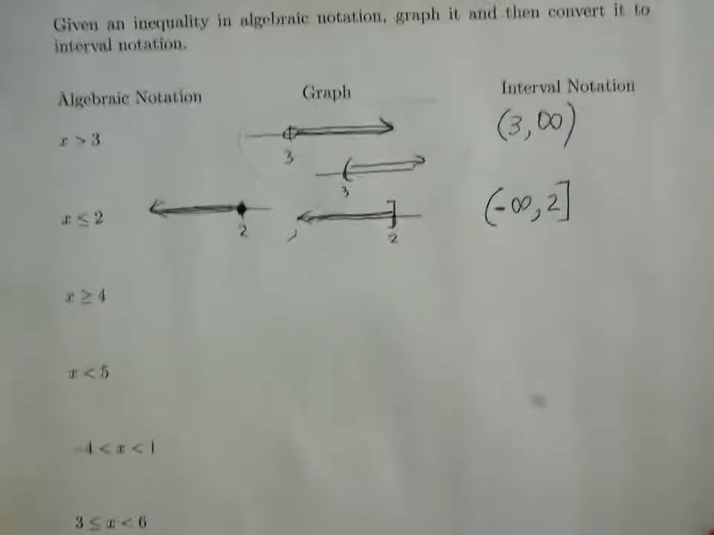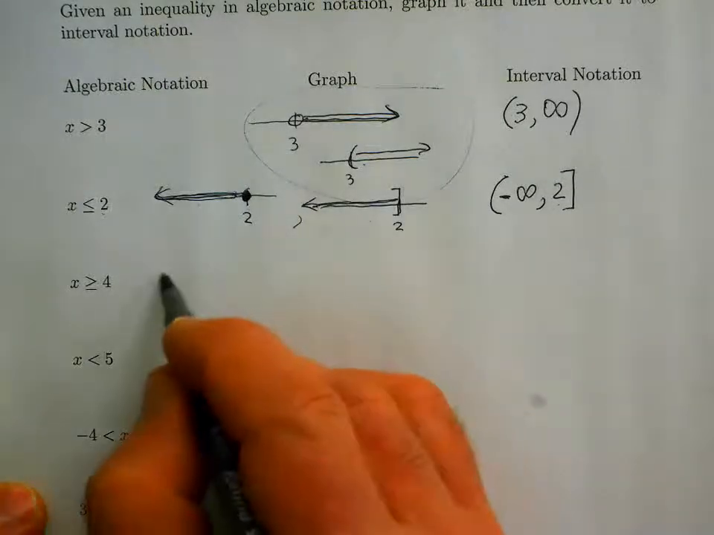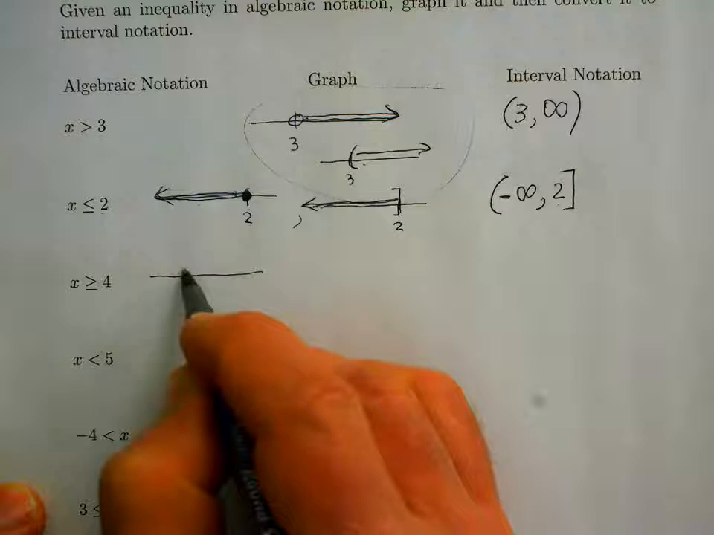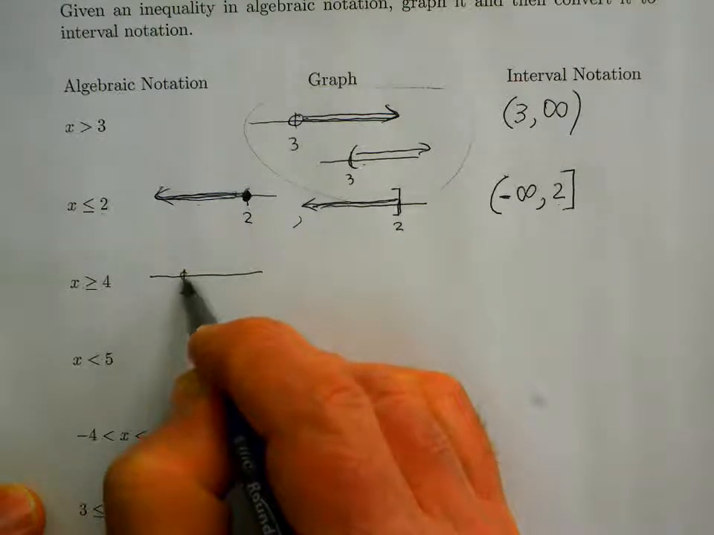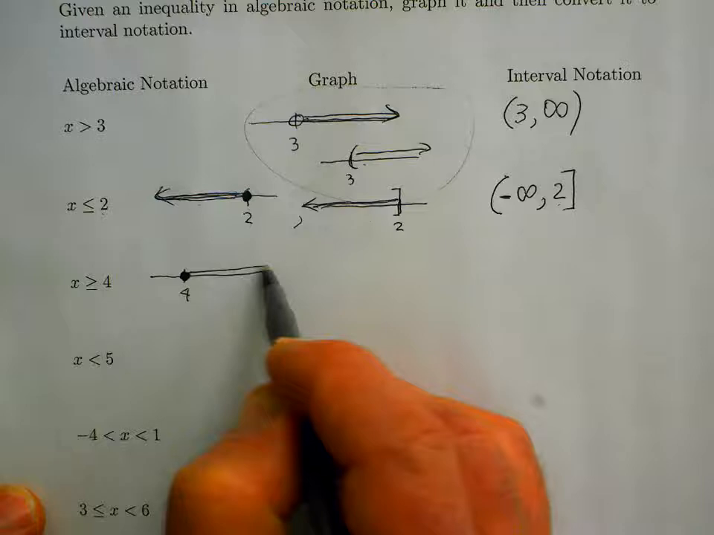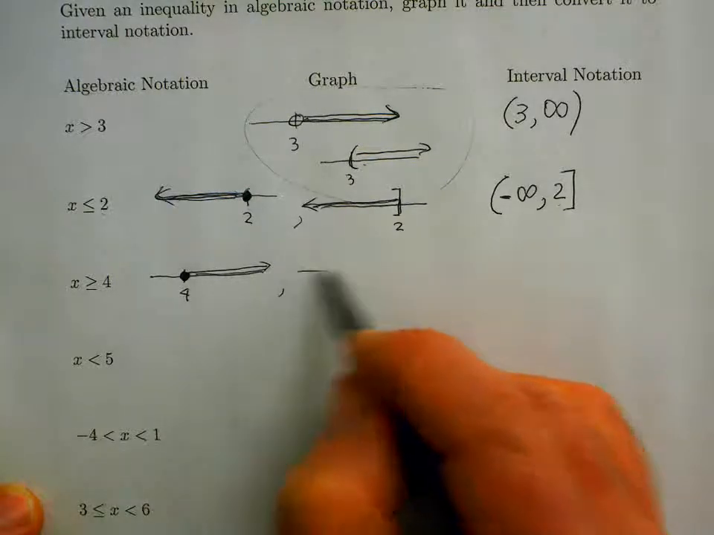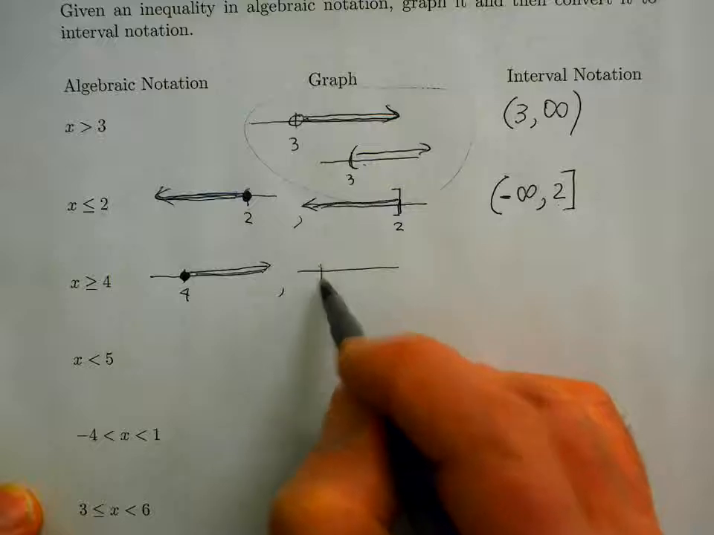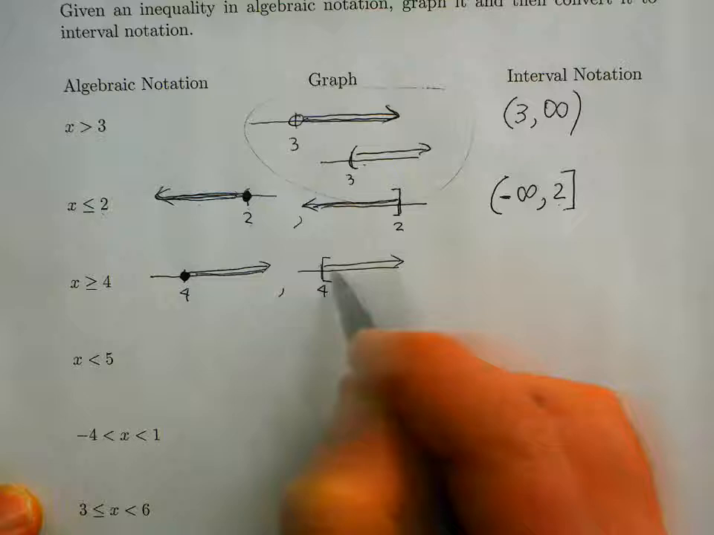Okay, the next one, x is greater than or equal to 4. So on the number line, we plot the number 4. Since it's or equal to 4, we color in the dot, fill in the dot, and then we shade to the right. Alternatively, we can use a bracket at 4, and then shade to the right.